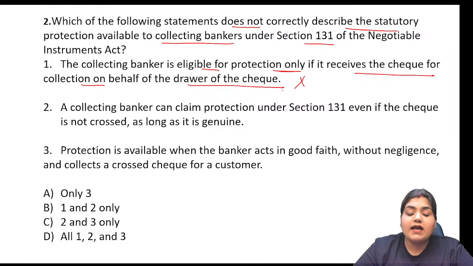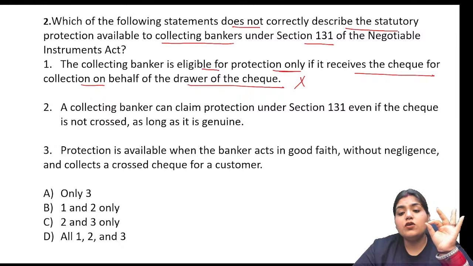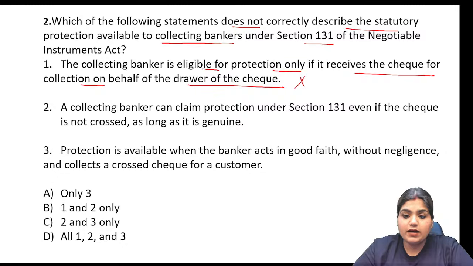The collecting bank can claim protection under section 131 even if the check is not crossed as long as it was genuine. This is again incorrect. Protection is on the checks which are crossed. The crossing can be general, the crossing can be special. The bearer or the uncrossed check does not qualify for protection under section 131. Protection will be just for the crossed check. Statement number 1 and 2 both are incorrect.